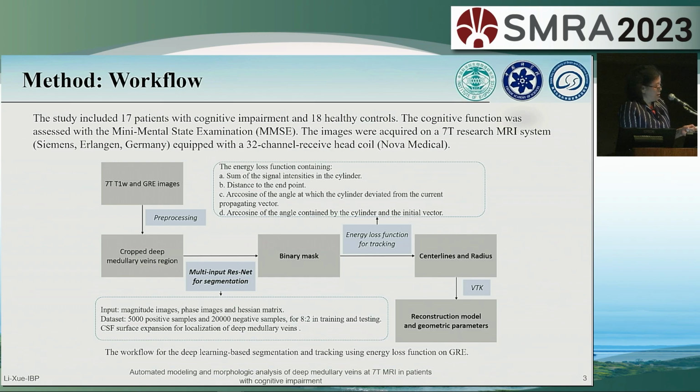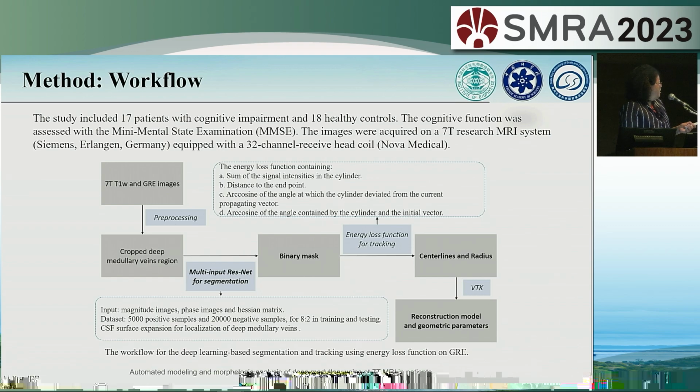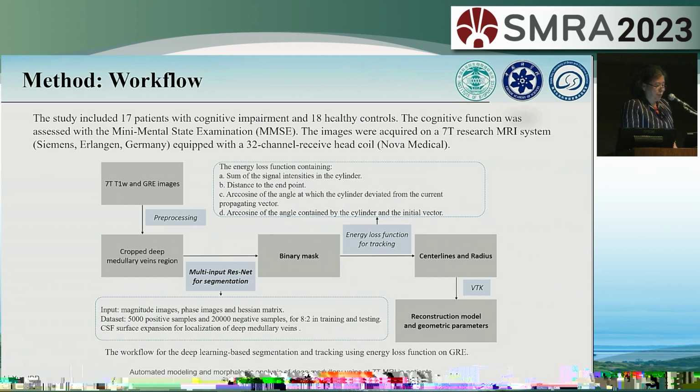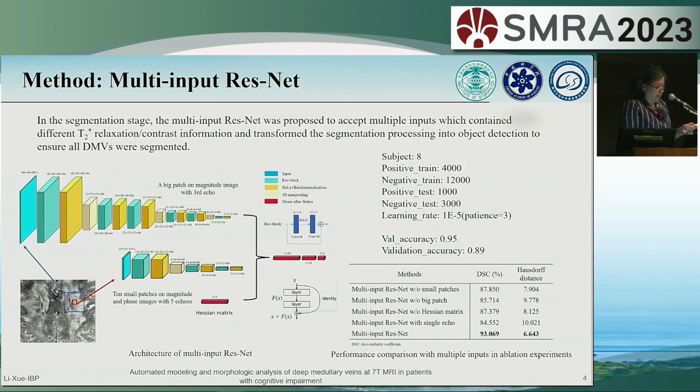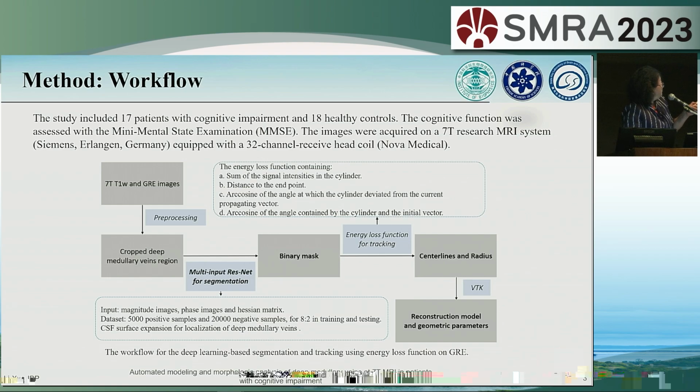This flowchart shows the procedure for segmentation and also tracking. Mainly, we applied a multi-input residual neural network model for auto-segmentation with multiple inputs, including both the magnitude image and the phase image and one Hessian matrix. The tracking was constrained by these energy loss functions with various criteria. For the segmentation, the images are based on the T1-weighted and GRE images.